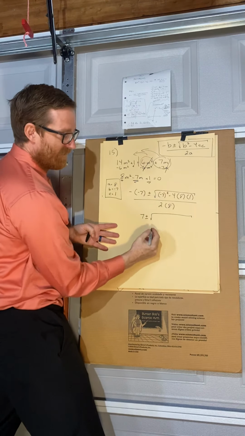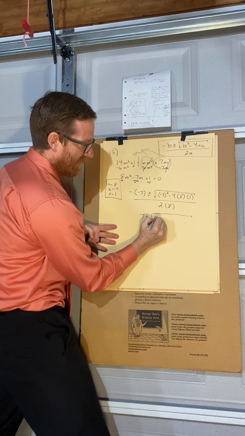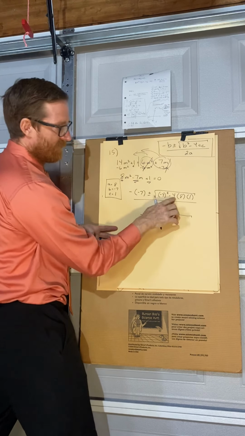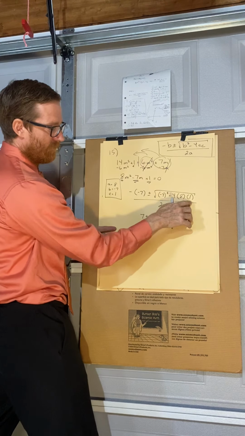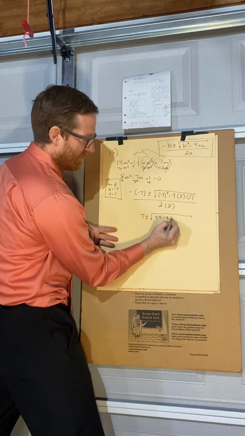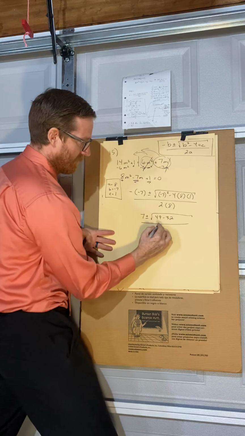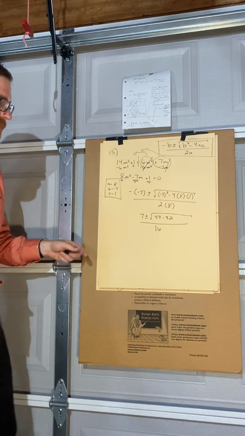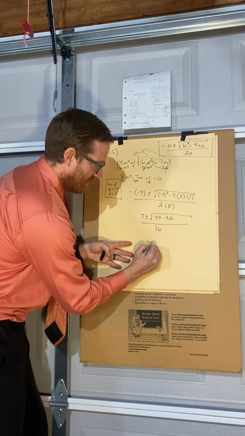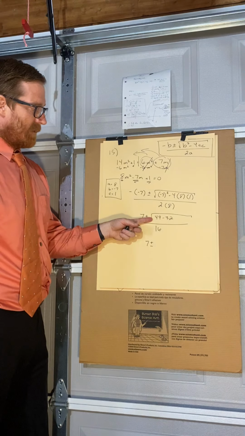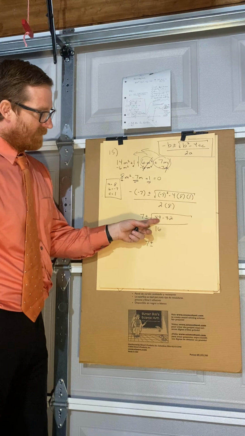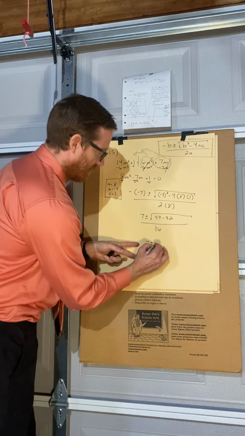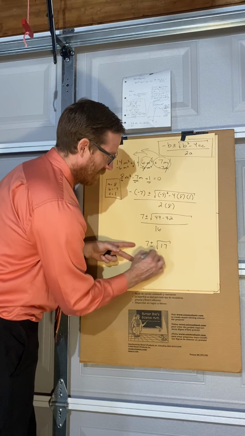A negative 7 times negative 7 is going to be a 49. Minus 32 times 1 is 32, so 49 minus 32, that's all underneath the square root over 16. We get down to 7 plus or minus, 49 minus 32 is going to be 17, I believe. Square root still of 17 over 16.